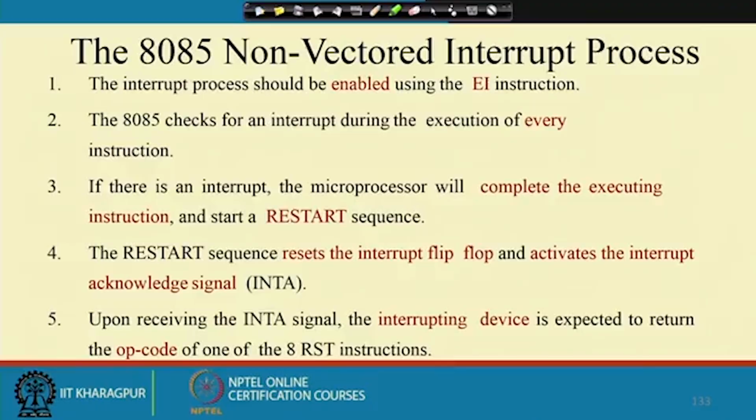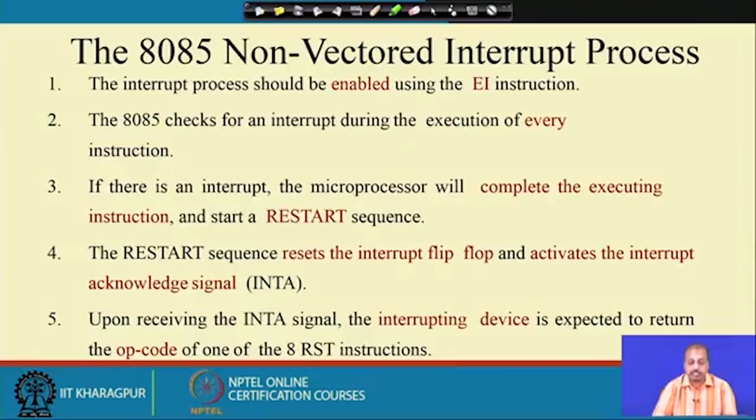How can that interrupt service routine be started? That is the restart sequence. First of all, this restart sequence will reset the interrupt flip flop. This is the first thing that is done. The interrupt enable flip flop that we have seen will be deactivated at the beginning of this restart operation, and it activates the interrupt acknowledge signal.